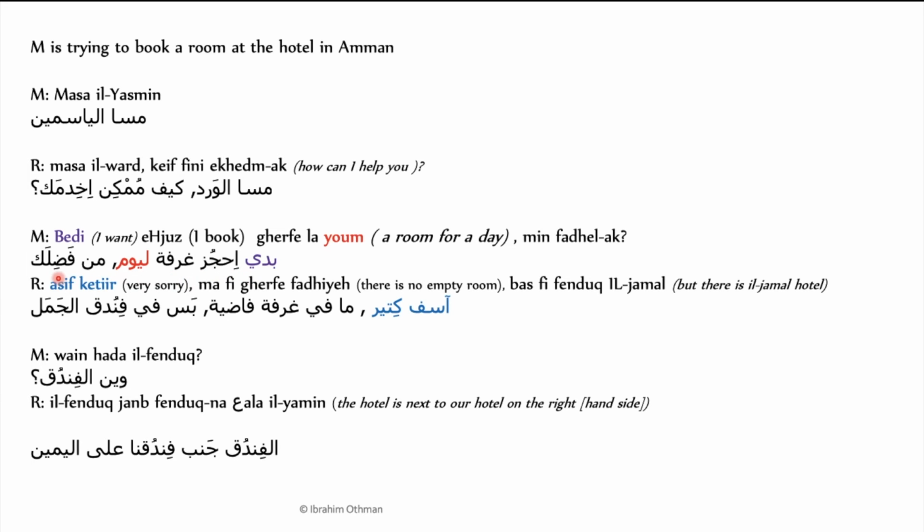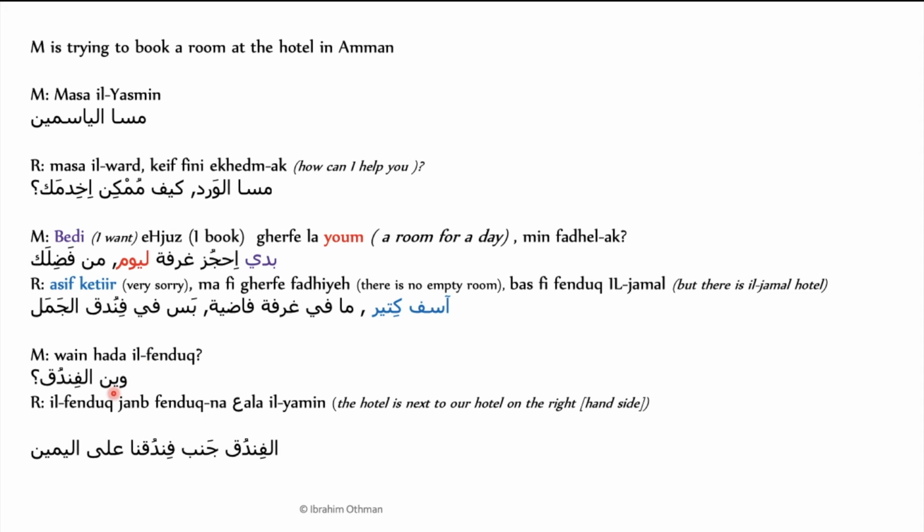من فضلك, please. R says, آسف كتير, very sorry. ما في, there is no. ما في غرفة فاضية. There is no vacant or an empty room. بس في فندق الجمال. But there is Al Jamal Hotel.